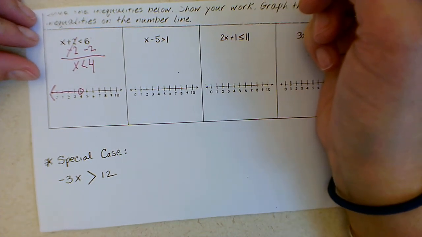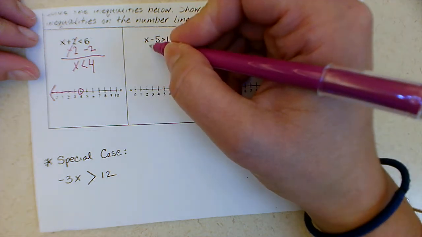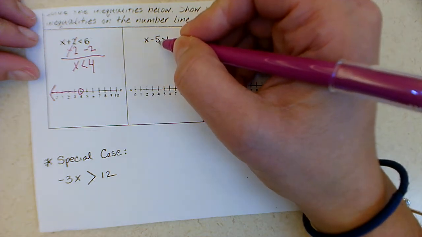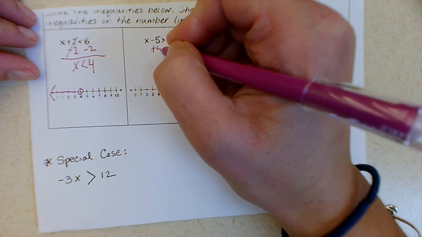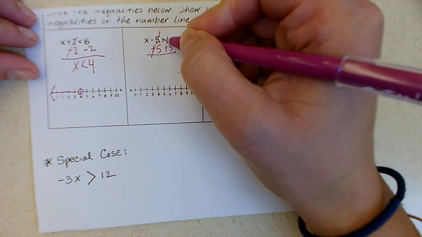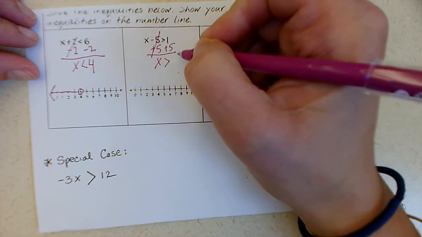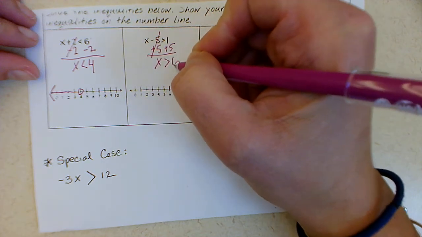Next, x minus 5 is greater than 1. So we have to get the x by itself. The 5 is linked to the x with minus, so we're going to add 5, the inverse operation, to both sides of this inequality symbol. We bring down the x, we bring down the greater than symbol. 1 plus 5 is 6.